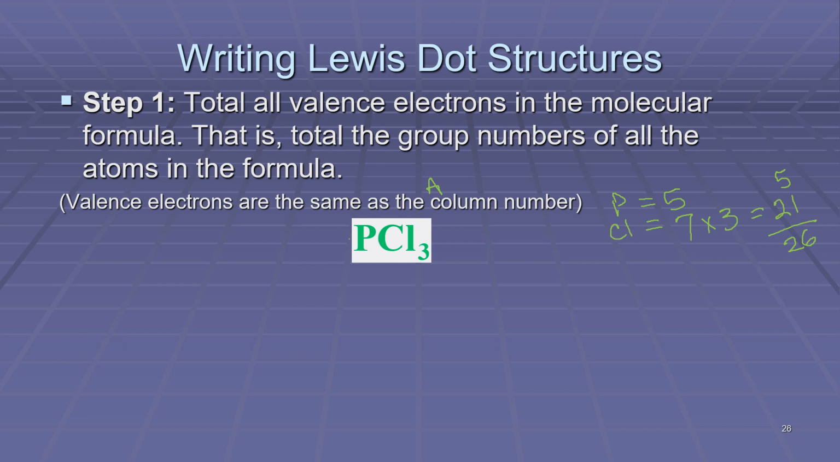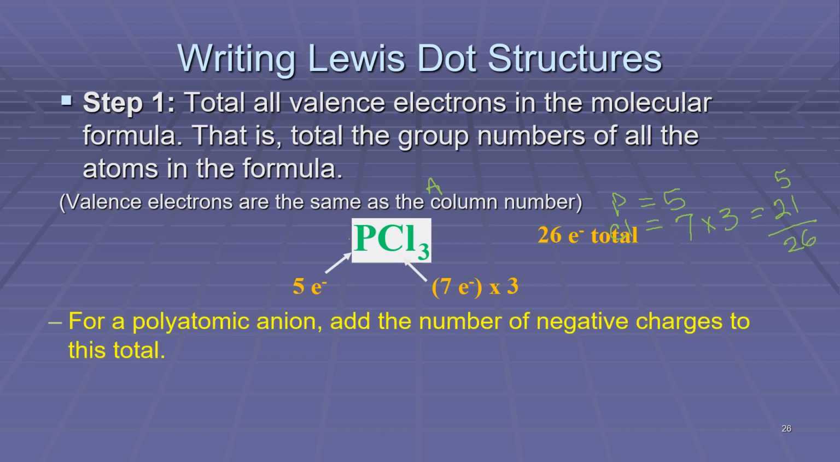They want to figure out how all of them can each have 8 electrons with the 26 that are present. Again, 5 electrons from the phosphorus, 7 for each chlorine times 3, so 26 total electrons. That's the first step. You want to know how many valence electrons the compound you're trying to draw has.